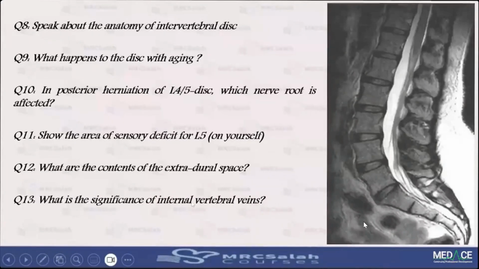What is the significance of internal vertebral veins? Okay, we have the internal vertebral venous plexus. That's very important because it connects to the deep organs of the pelvis through the Batson venous plexus. So any malignancy in deep pelvic organs, from prostate, bladder, rectum, uterus, will easily metastasize to the vertebrae through these internal vertebral venous plexus.